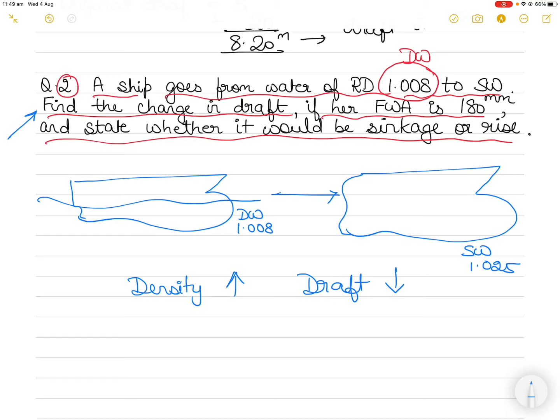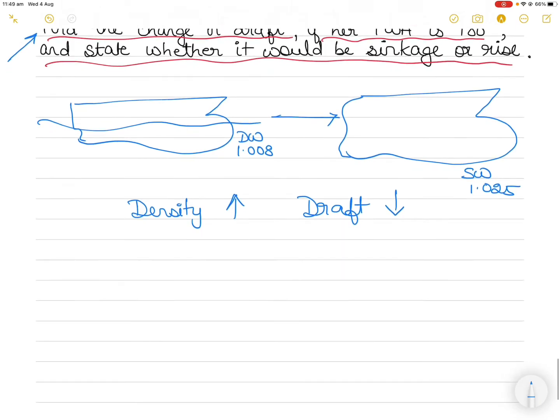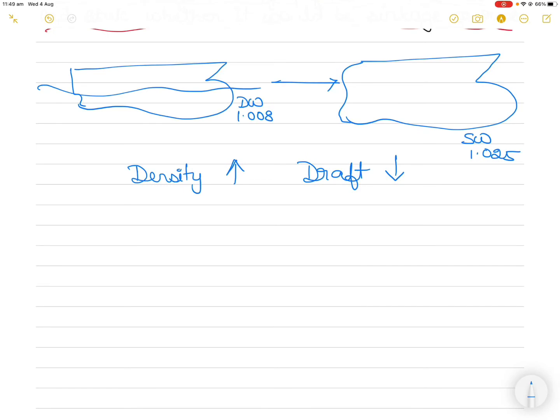I explained to you before the relationship between seawater and freshwater and how the draft changes, as in question number 1, is explained through freshwater allowance. But the relationship between any other water of densities other than freshwater and seawater is dock water allowance. So let's understand how to apply this allowance here.